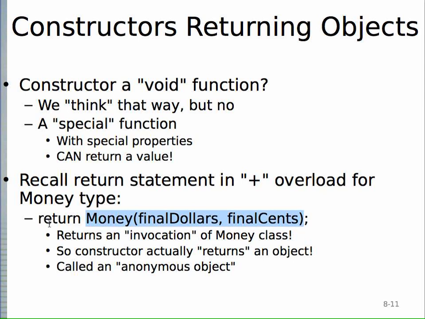We just say return and then the name of the class and then the number of required parameters for whatever constructor that you're using. So what we're returning is an invocation of the Money class. And the constructor actually kicks in and returns an object. And this is called an anonymous object. And we saw how to do this when we redefine an object, right? We can always call the constructor to redefine an object.